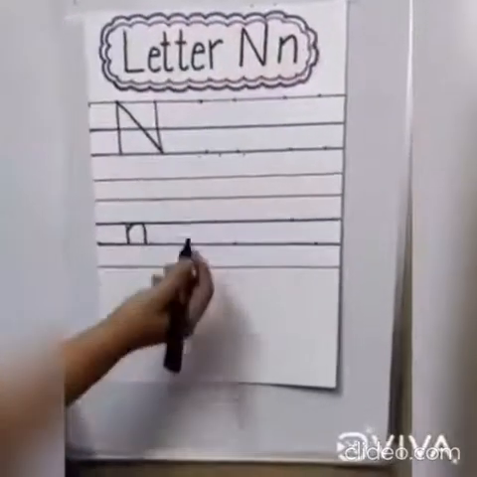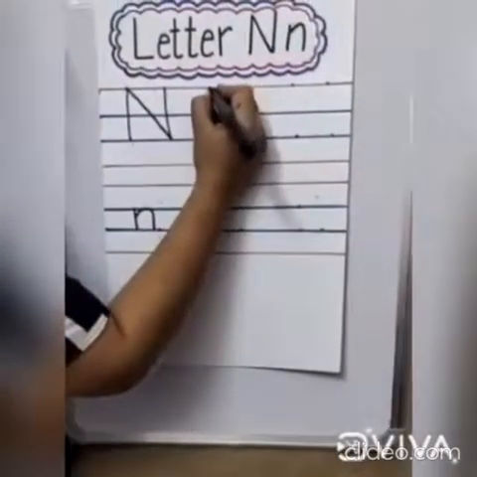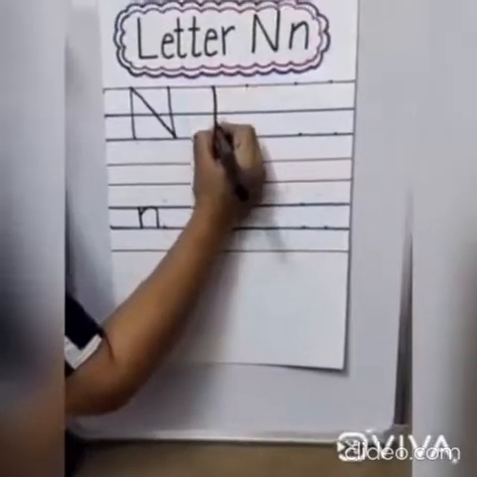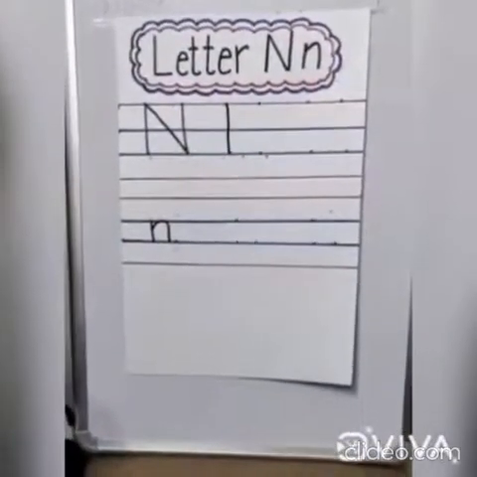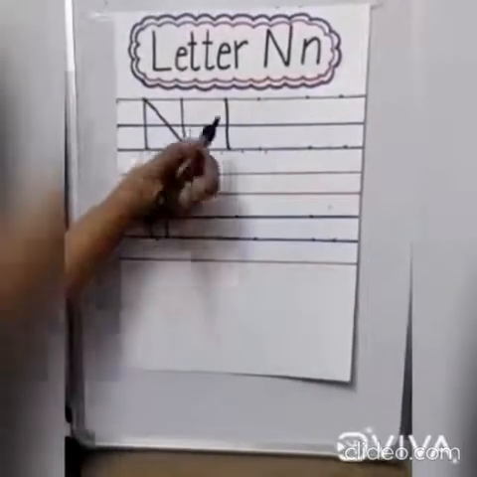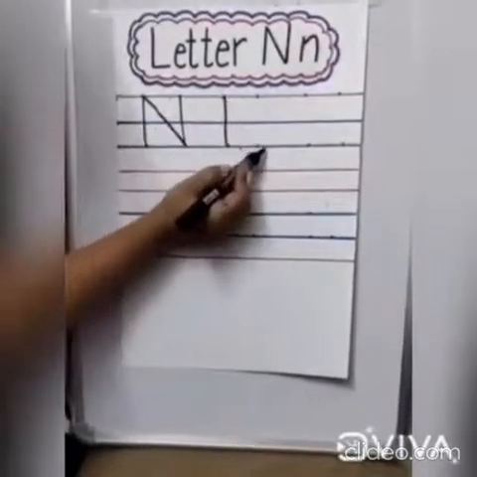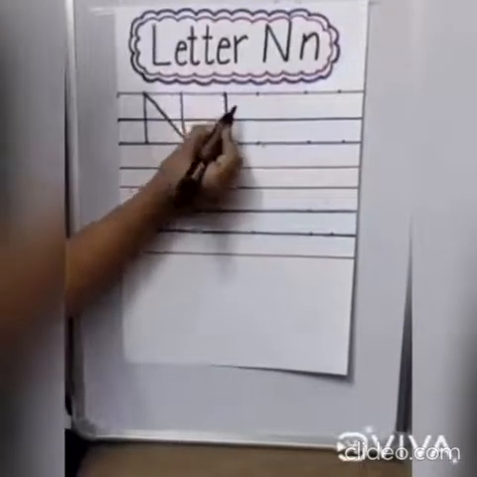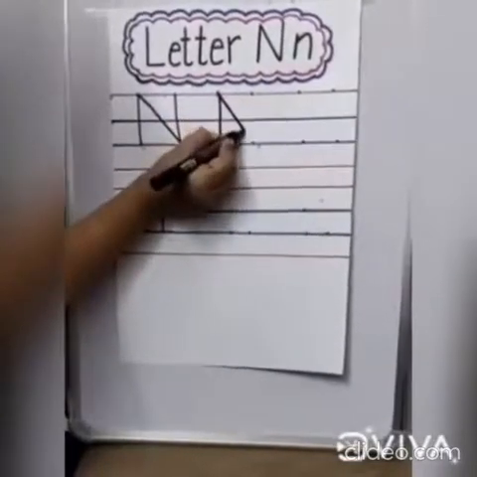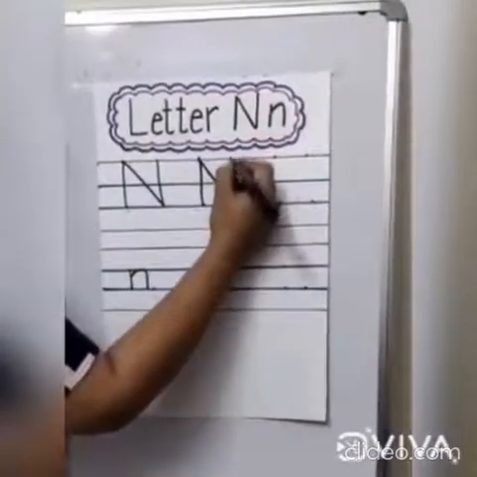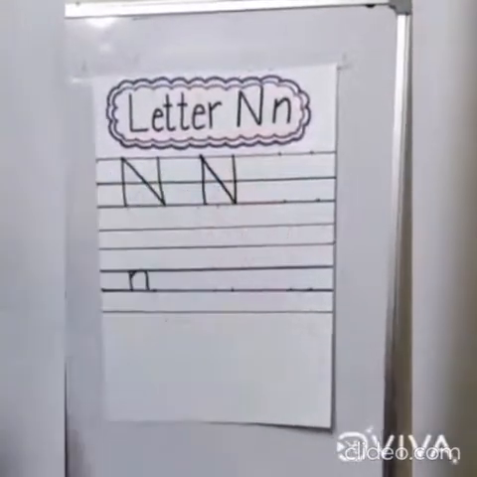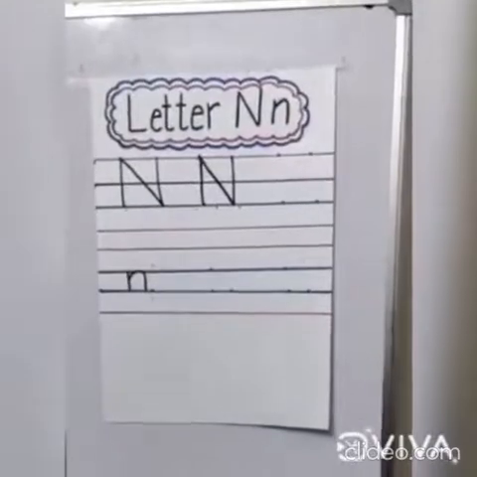So for uppercase letter N, make one standing line from red line till lower blue line. Then we have to make one slant line. From this red line till here, we will make one slant line. And then again, we will make one standing line. So this is uppercase letter N.